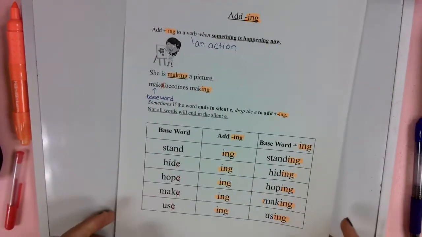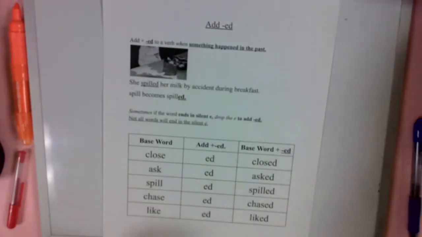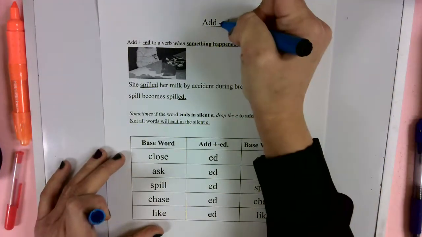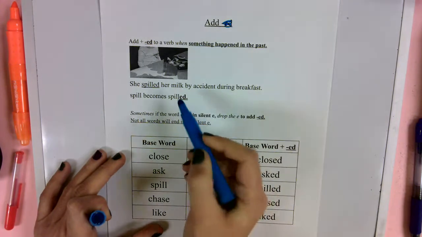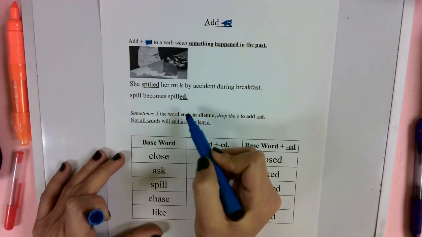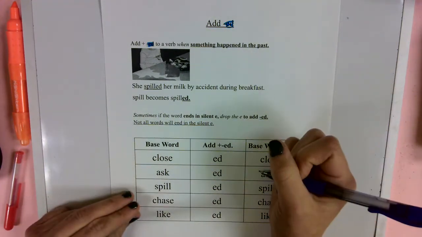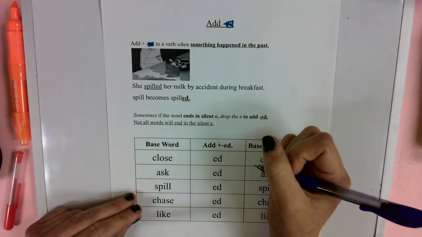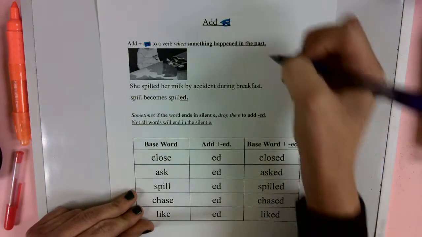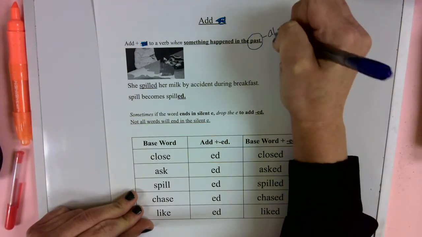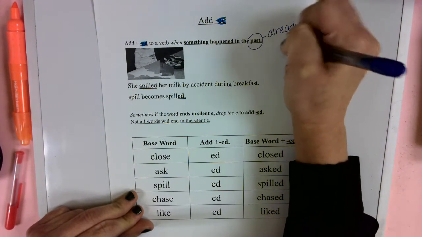Now we're going to do our ed endings. So this one is add ed. So add ed to a verb when something happened in the past. So in the past could be yesterday, a couple of minutes ago, but remember, past means it already happened.